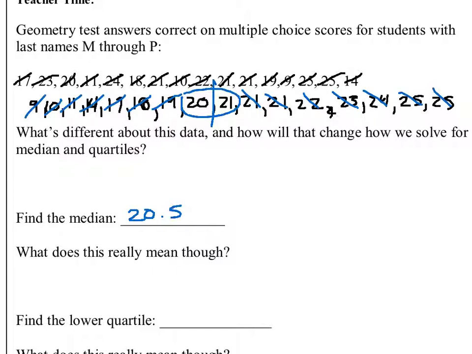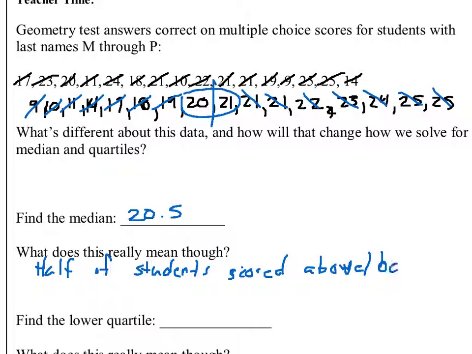So what does this really mean? Half the students scored above or below 20.5.